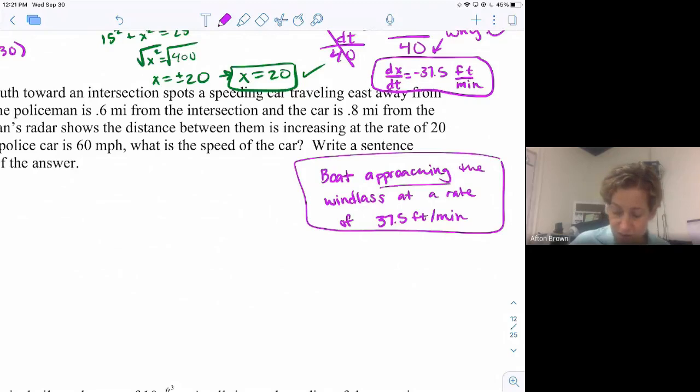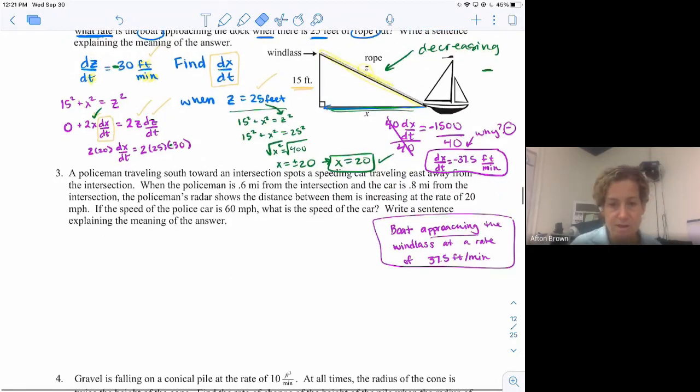Another way you could have said it is you could have said the rate of change of the boat. Well, I wouldn't even say that. I'm going to just leave it at that for now. So that's one way you could have said it. Not too bad.